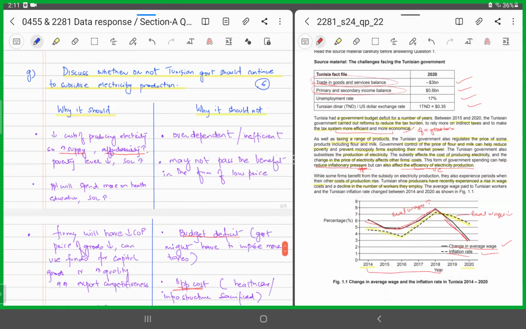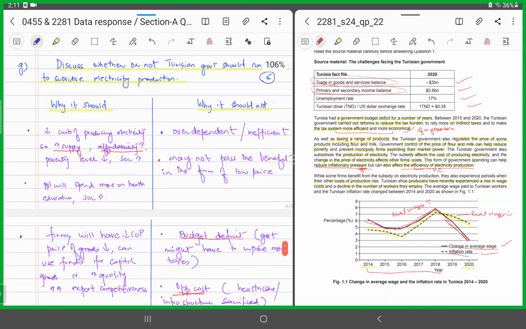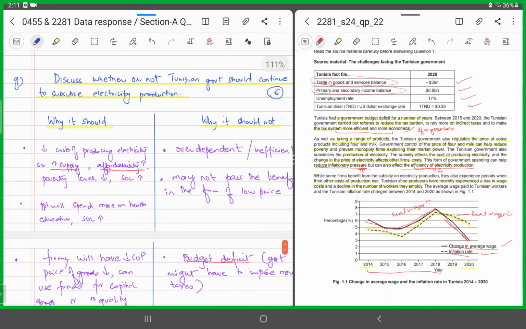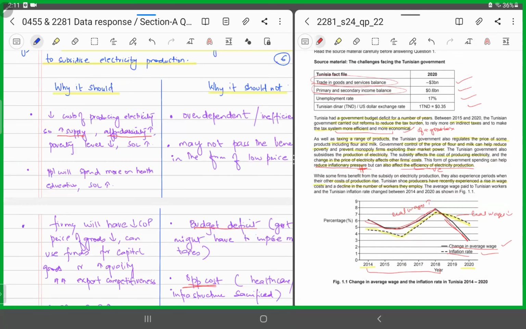If you say why it should subsidize electricity production, we would say that the Tunisian government should subsidize electricity production because the cost of producing electricity would fall. Thereby, the supply of electricity would increase. It would make it more affordable, right? So the affordability would increase. So the poverty level would reduce because now more and more people could afford consumption of electricity. So the standard of living of people would rise, and people would then have more money to spend on, let's say, education or healthcare. So again, the standard of living would improve.